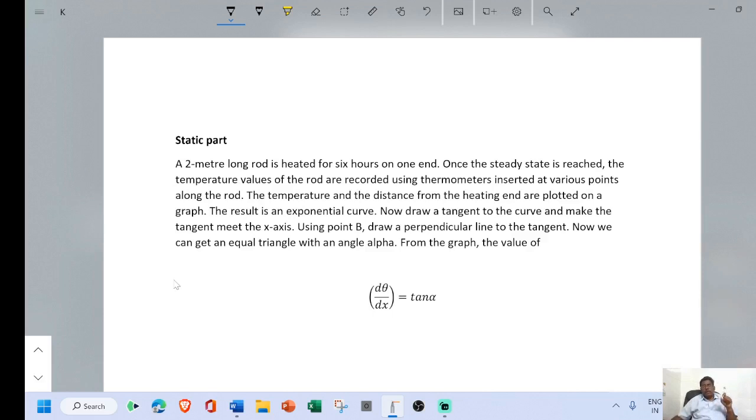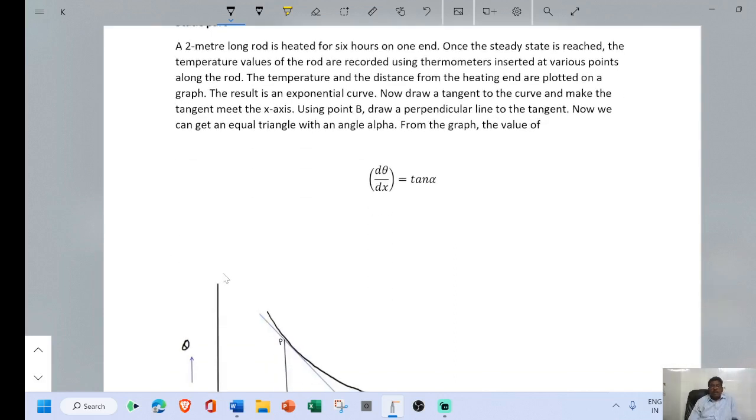measure the temperatures from the thermometers inserted at different points. Now a graph is drawn by taking the temperature on the y-axis and distance from the hot end on the x-axis.